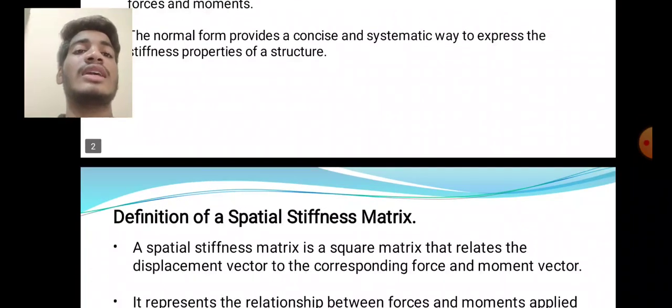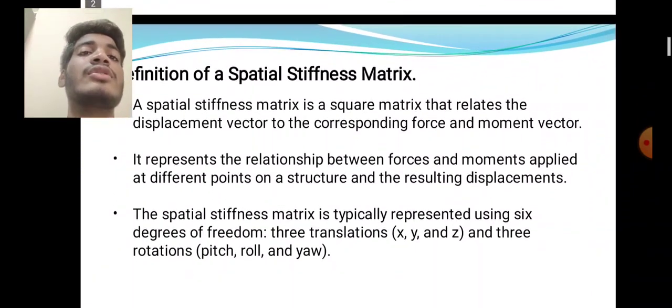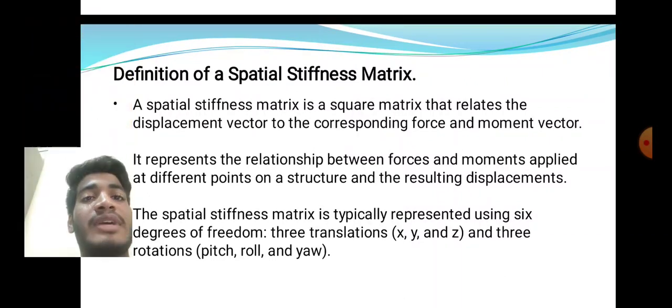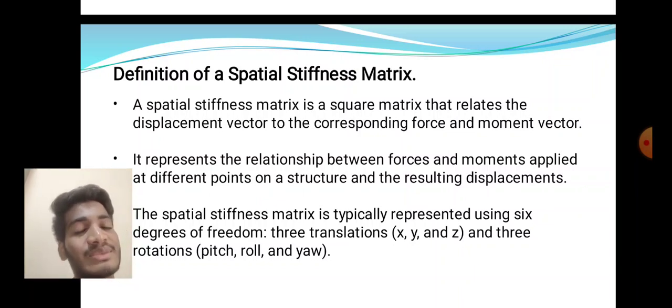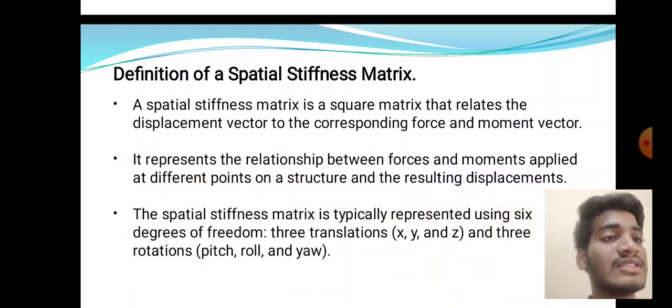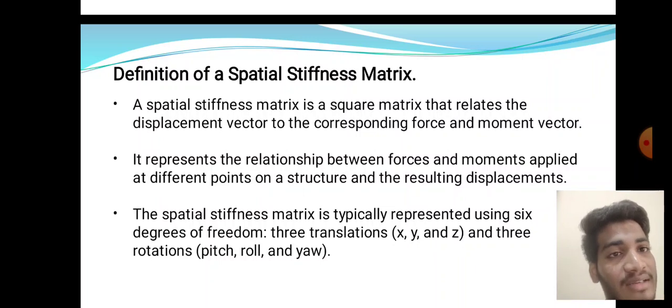The next slide focuses on the definition of a spatial stiffness matrix. A spatial stiffness matrix is a square matrix which relates the displacement vector to the corresponding force and moment vector. It represents the relationships between forces and moments applied at different points in a structure, resulting in the displacement. The spatial stiffness matrix is typically represented using 6 degrees of freedom, 3 translations like x, y, z, and 3 rotations like pitch, roll, and yaw.